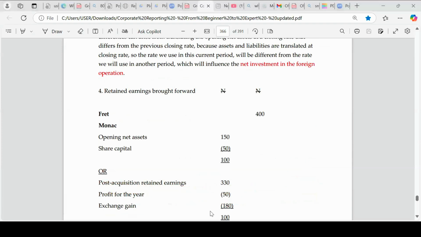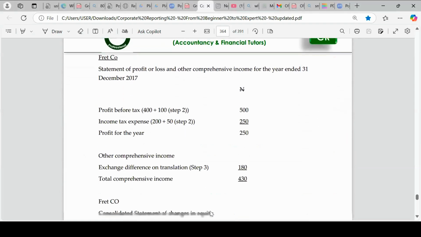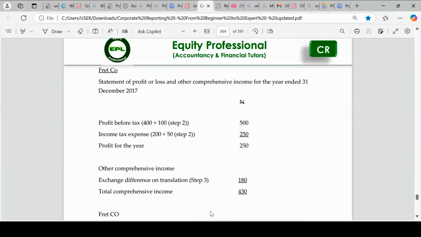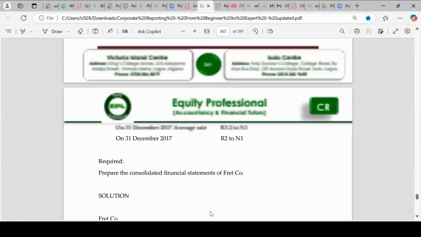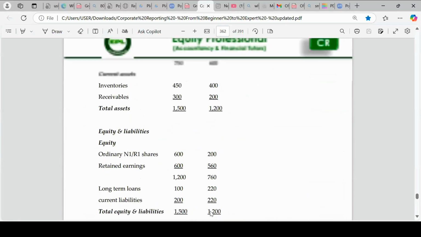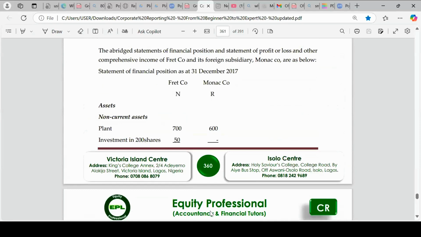Let's quickly, before my battery runs down, look at the solution. If you look at the solution, what we've done here, SOFP, let me even come here so I can speak on one or two other things. Now, this translated to 300, this 600 translated to 300. Remember, we divided by 2. So if you add this, you get 1,000.